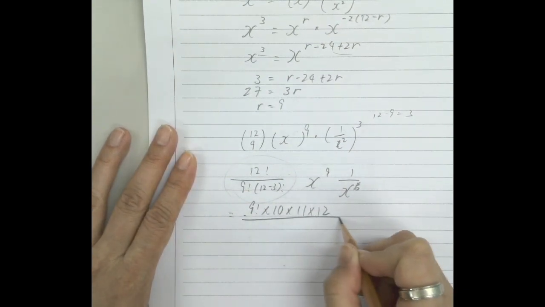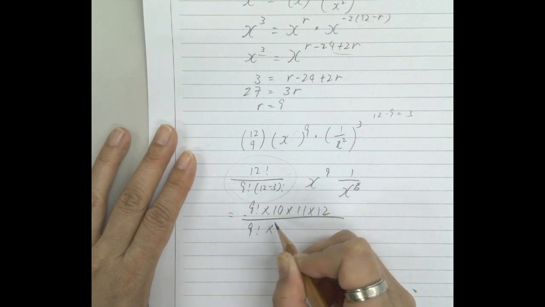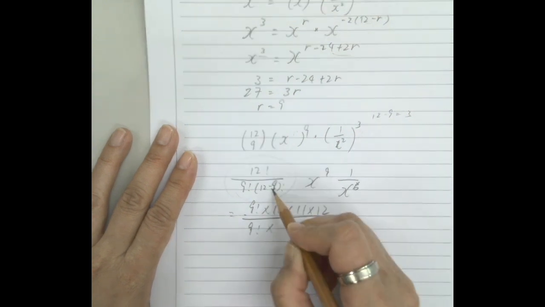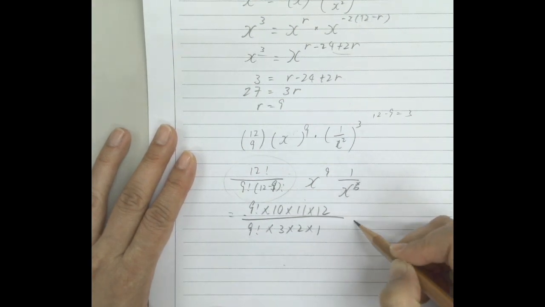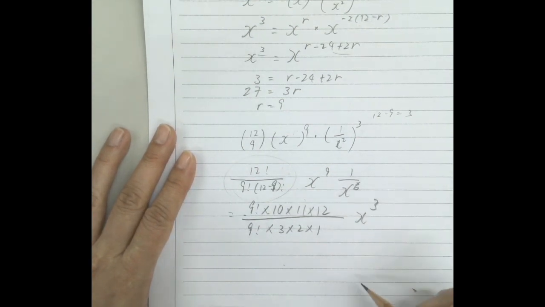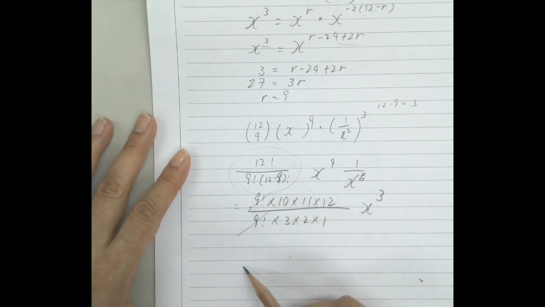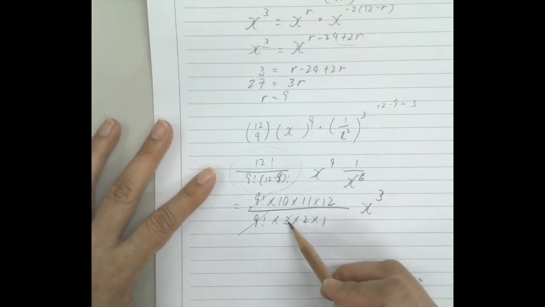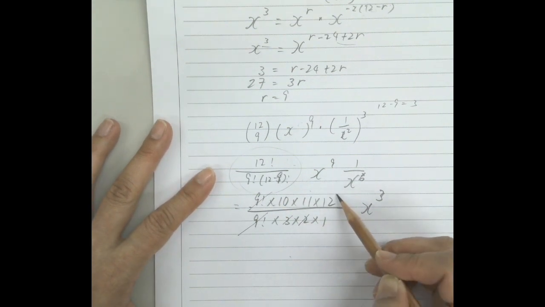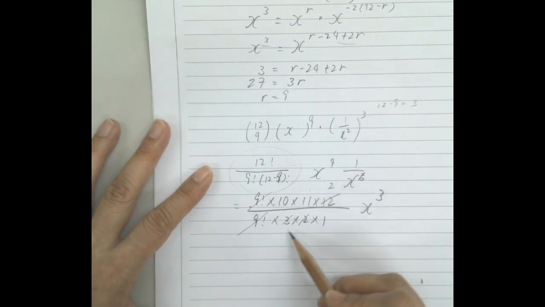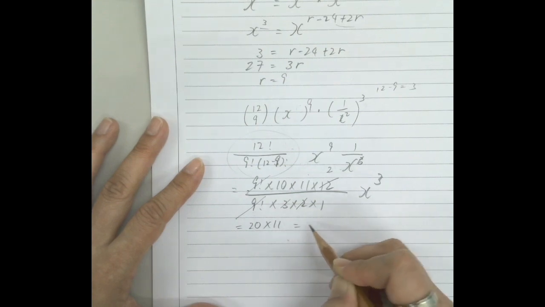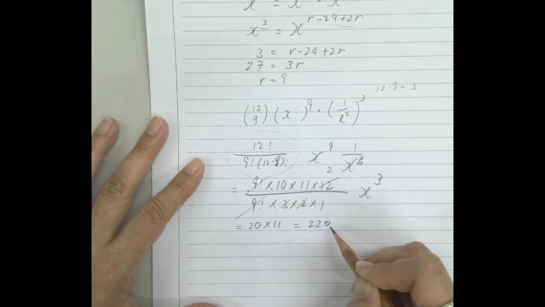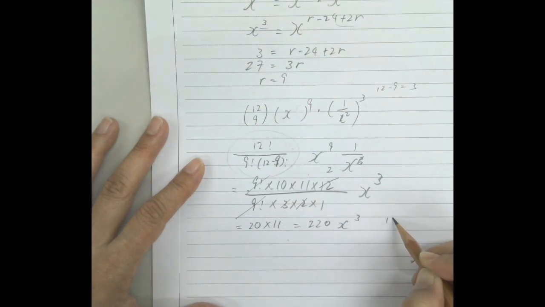That is how we do it, over 9 factorial times 9. So we got 3 there, so 3 times 2 times 1. This is what we need for the factorial 3. Now we cancel the 9 out. 12, 3, 2, 6 divided by 12 is 2. So now we have 20 times 11. So that gives us 220 x to the power 3.